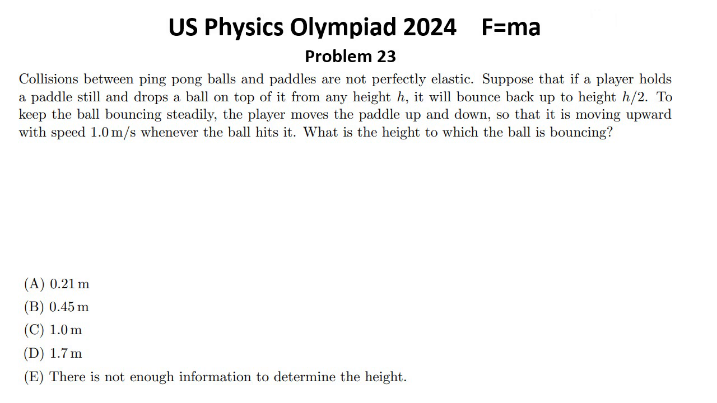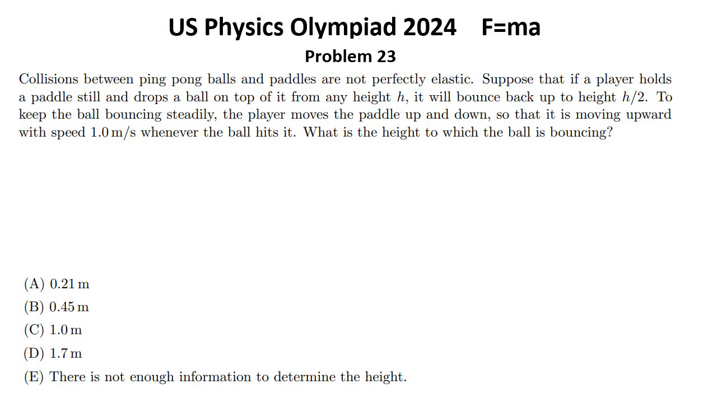Problem number 23. Collisions between ping-pong balls and paddles are not perfectly elastic. Suppose that if a player holds a paddle still and drops a ball on top of it from any height h, it will bounce back up to height h over 2. To keep the ball bouncing steadily, the player moves the paddle up and down, so that it is moving upward with speed 1 meter per second whenever the ball hits it. What is the height to which the ball is bouncing?